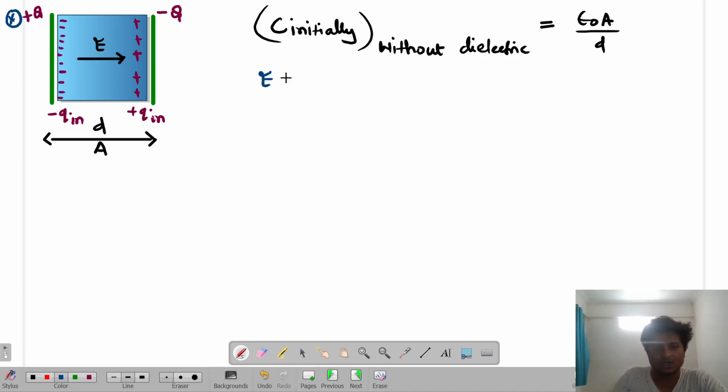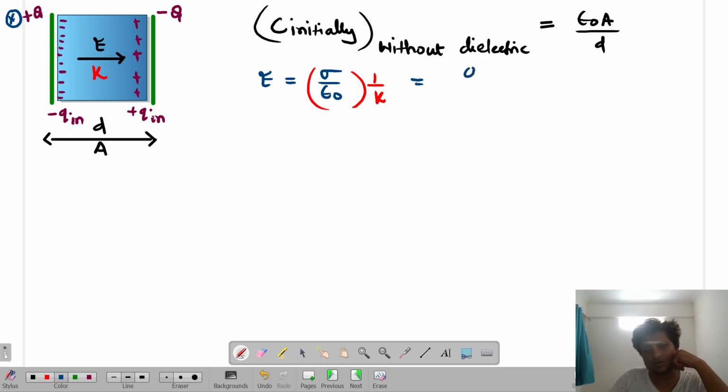So electric field is how much? You know that it is equal to sigma by epsilon naught, into, since it is a dielectric of dielectric constant K, the electric field will become 1 by K times. So into 1 by K. So this becomes Q by area A epsilon naught K. Got it or not?